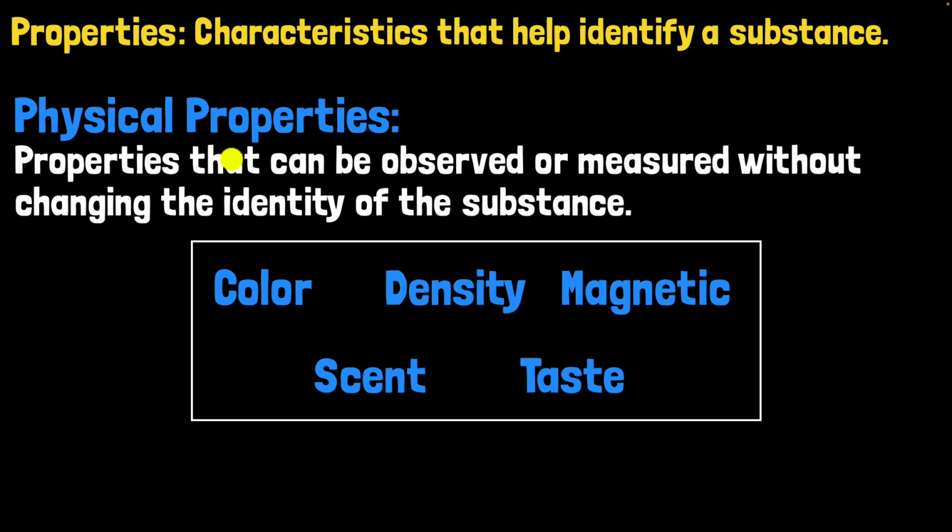I'm sure you may be wondering now, wait, are there properties that, when you measure or observe, can change the identity of the substance? Yes, they can, and we call them chemical properties. I'm sure you must be wondering, well, what are they? Well, let's not worry about chemical properties in this video. We'll talk about them in other videos.